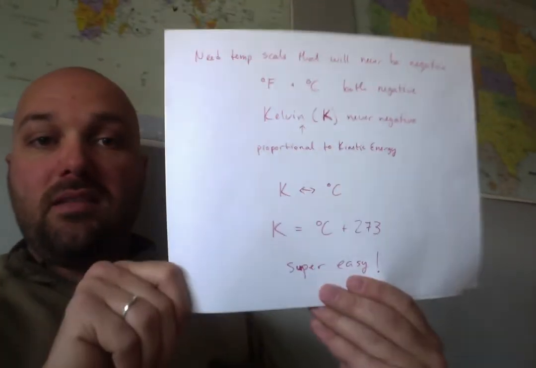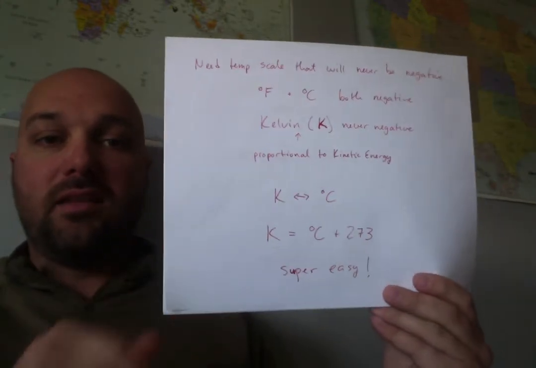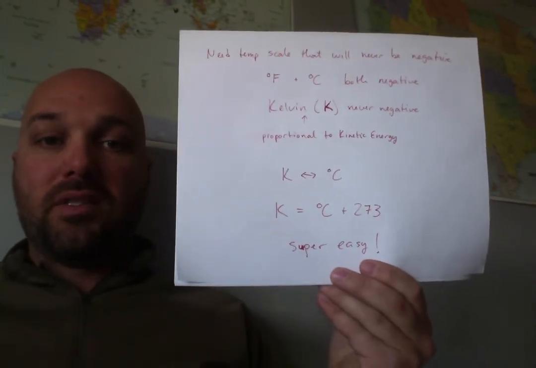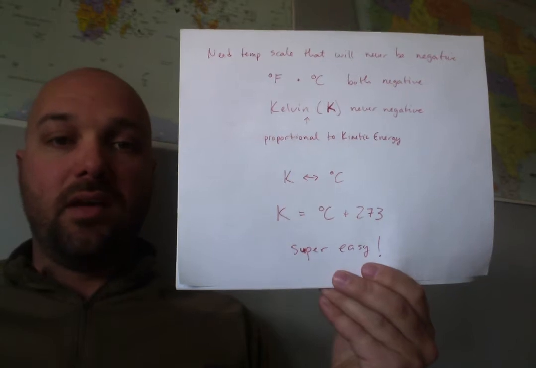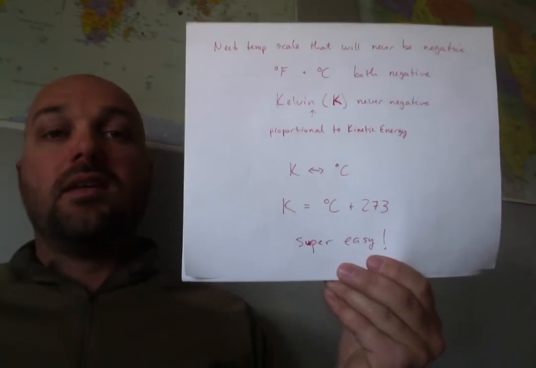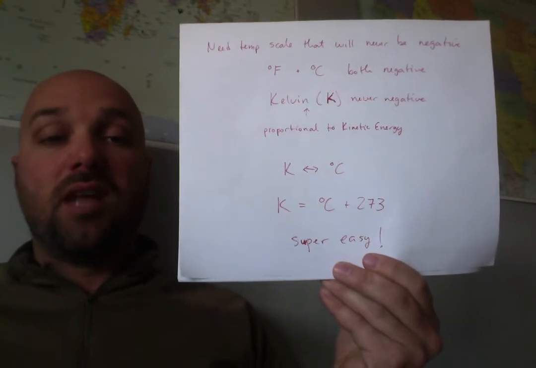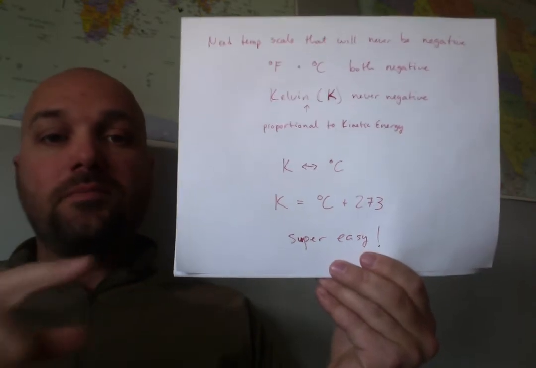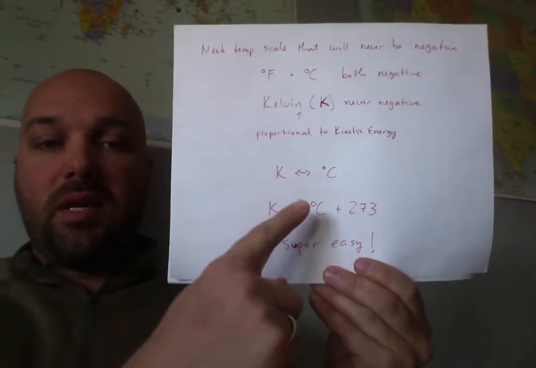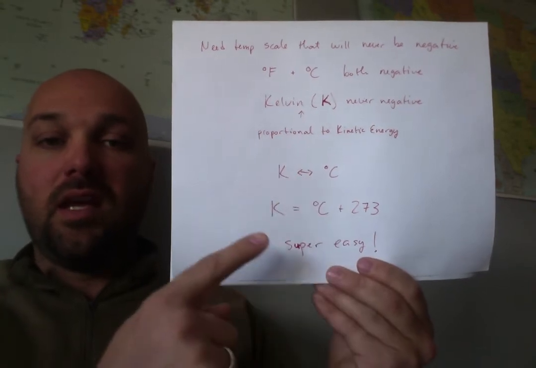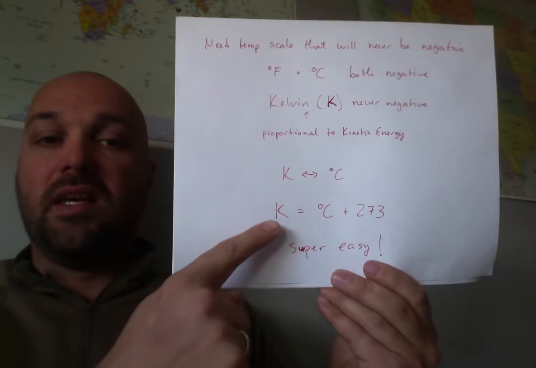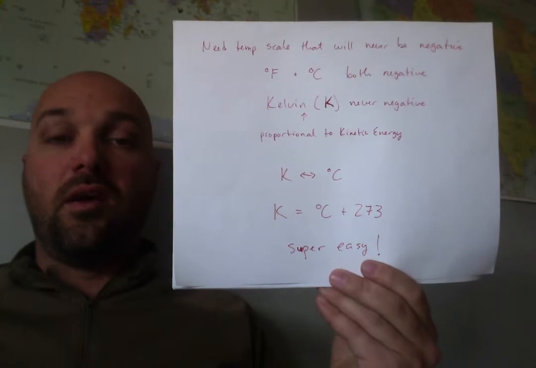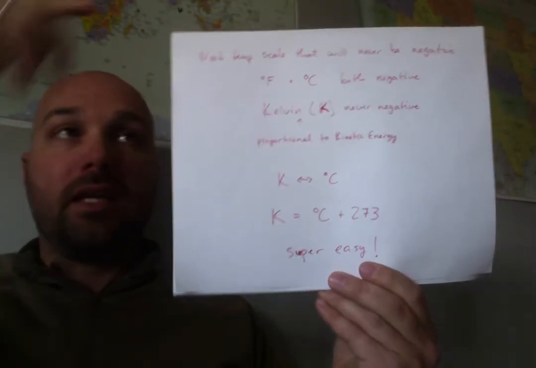So that means that we need to find a temperature system where the value can never be negative. Degrees Fahrenheit and degrees Celsius can both be negative, but Kelvin can never be negative. It's always going to be positive. It's always going to be 0 or above. 0 is absolute 0. Now, if we look, we're going to be able to change between Kelvin and degrees Celsius. It's a very simple equation, super easy. All we do is we take degrees Celsius, add 273, and that gives us our amount of energy in Kelvin.